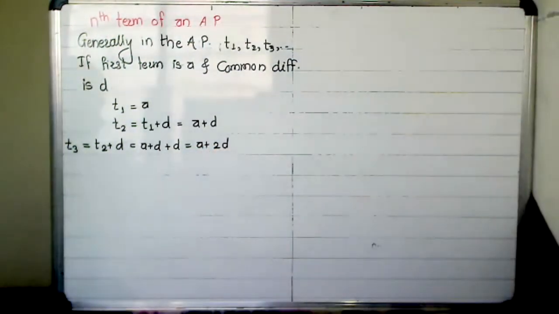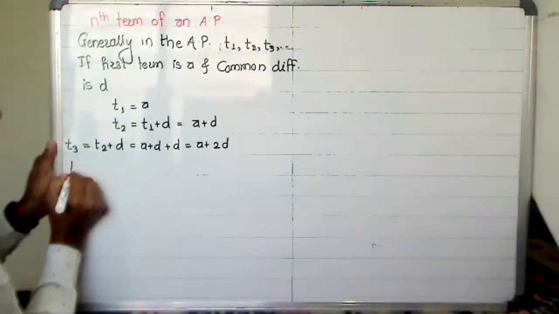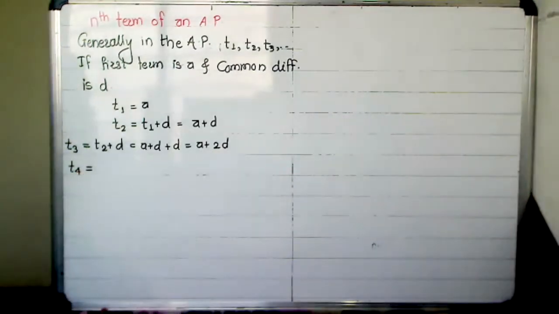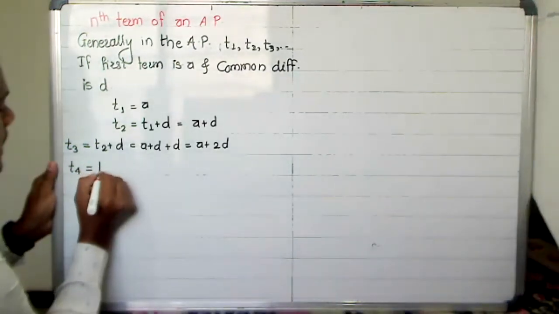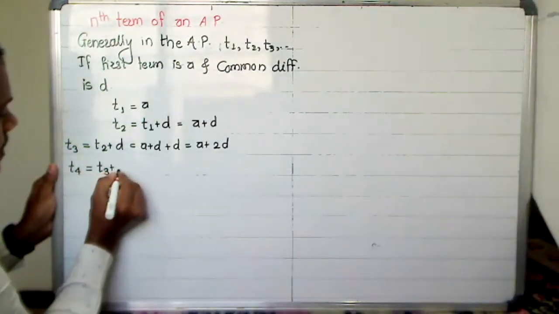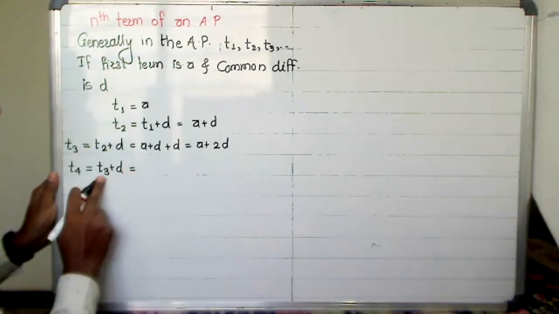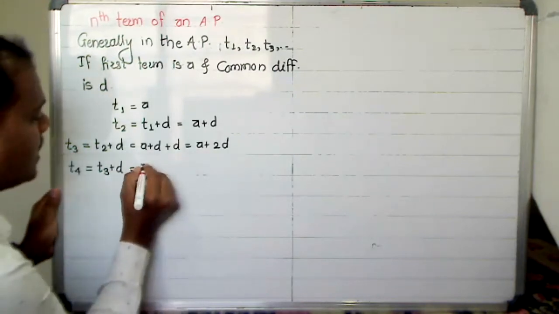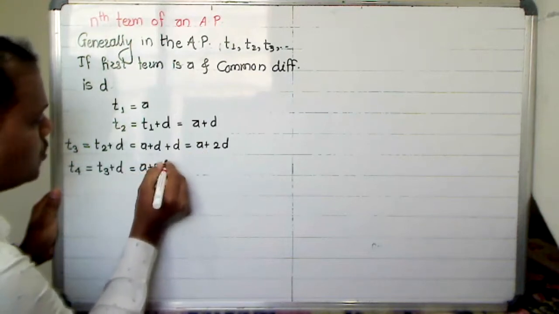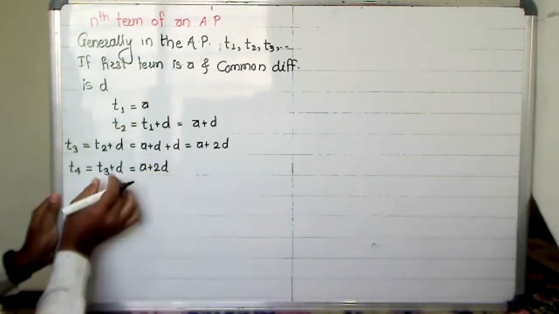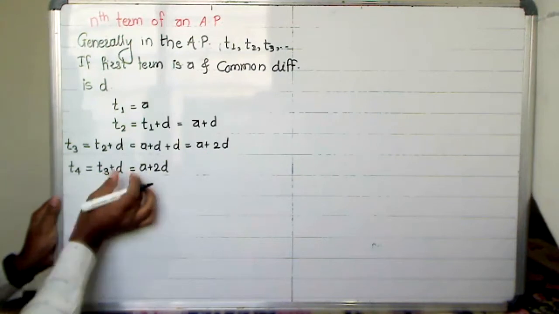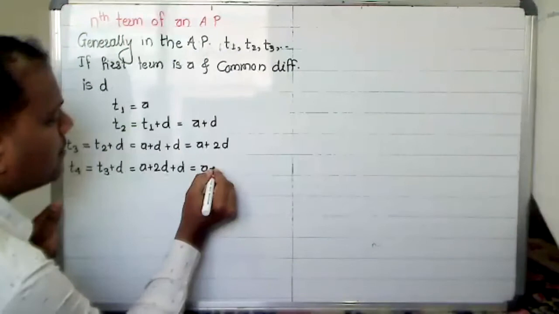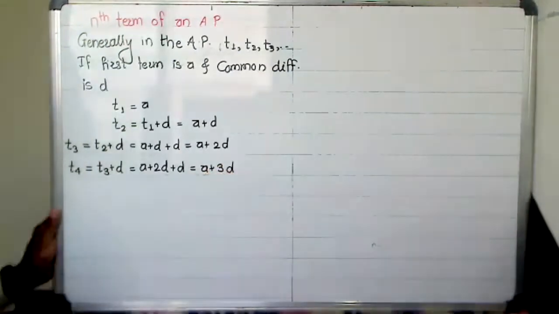Now T4. Similarly, I can find the value of T4. So T4 is T3 plus D. But the value of T3 is A plus 2D. A plus 2D, this is the value of T3, plus D. So it will become A plus 3D.